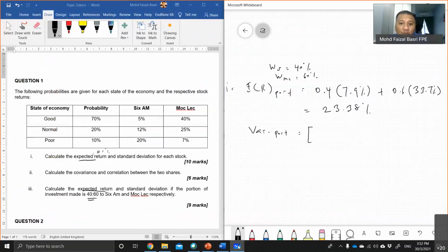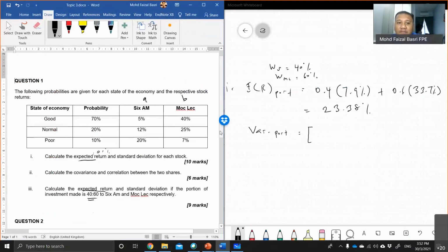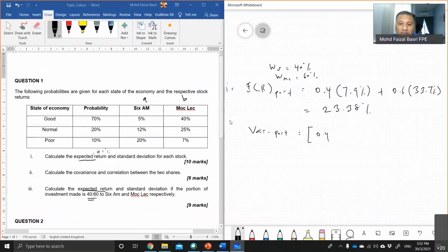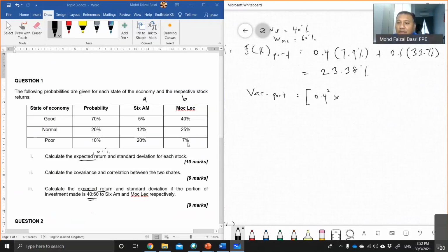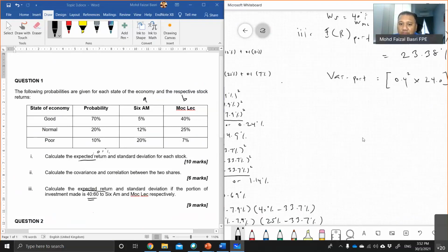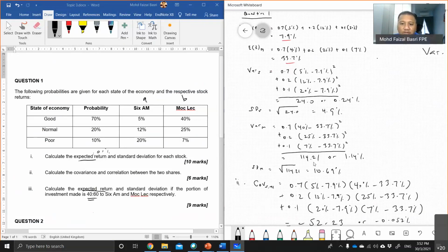First is weight A, which is in our case A. We assume this is A, this is B. So for 6 AM, the weight is 40% squared. Right, 40% squared, multiply with the variance. What was it? It's 24. Plus 0.6 squared, multiply with the variance for stock B, 114.21.